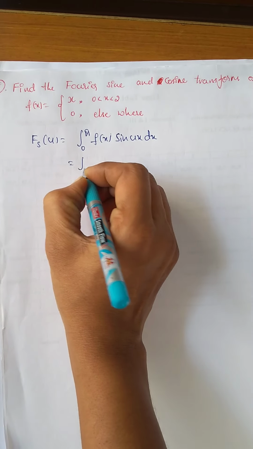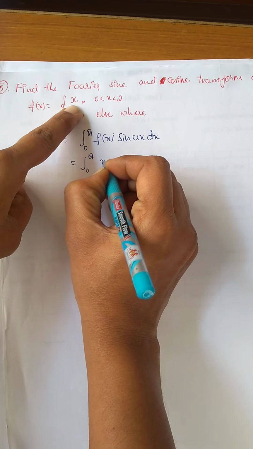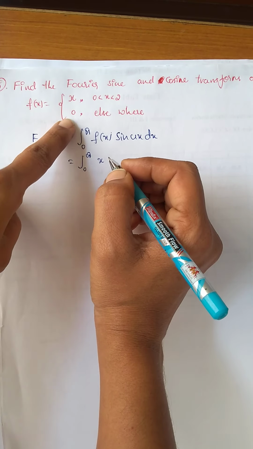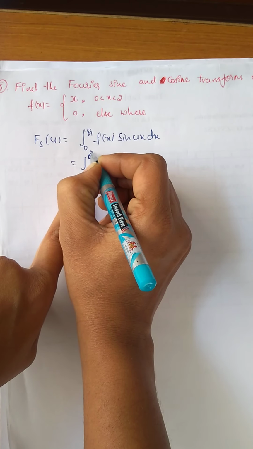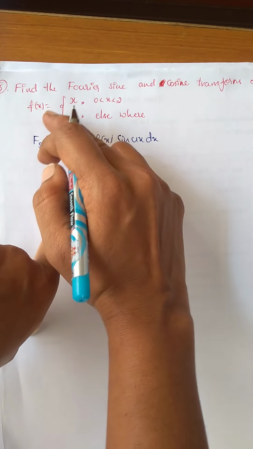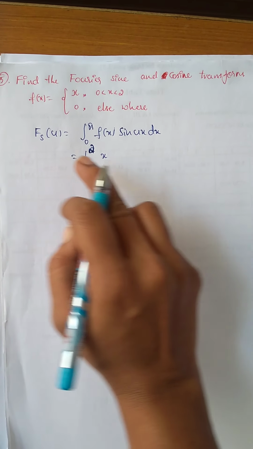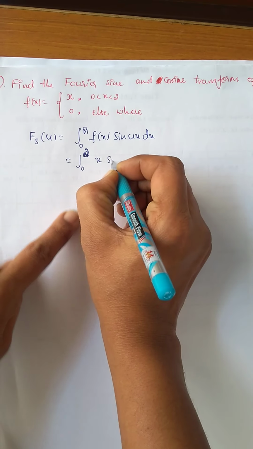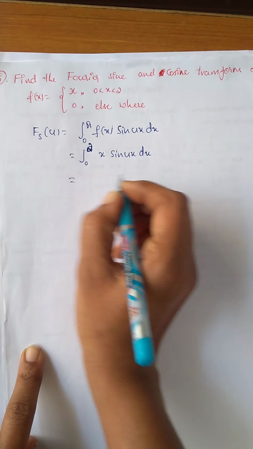So this implies the integral from 0 to infinity of f of x. What is f of x here? x. f of x is x only when the limit is 0 to 2. At other limits the value is 0. Therefore I change the limit from 0 to infinity to 0 to 2, because the function is satisfied only when x varies from 0 to 2. So the integral of x into sin ux dx. Next integrate this, it is very simple.